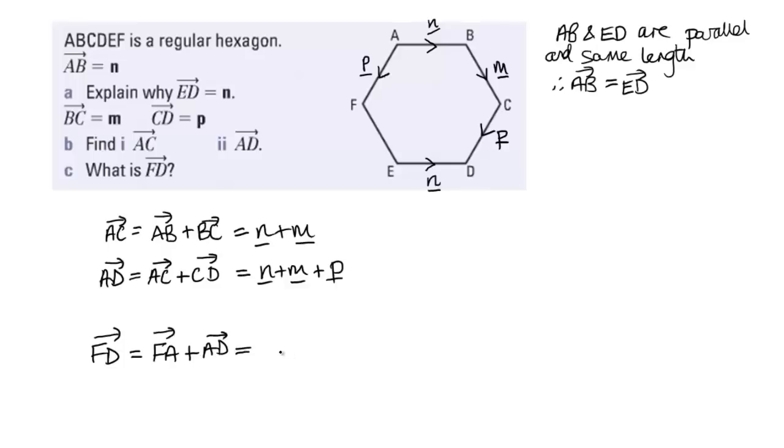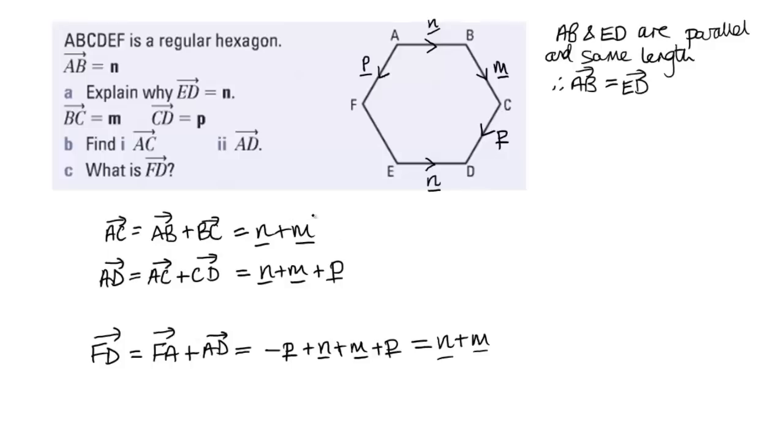F to A is the reverse direction to the vector P, and then AD was our previous answer, n plus m plus P. Now this one will need simplifying because we've got a negative P and a positive P, so we get n plus m. So there, we've got the vector representation of FD.